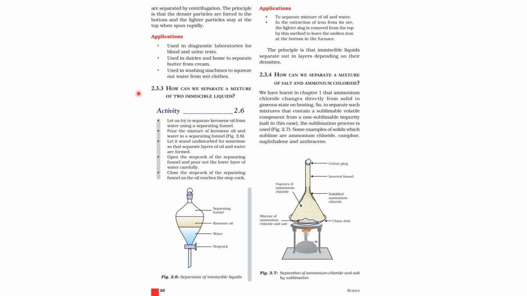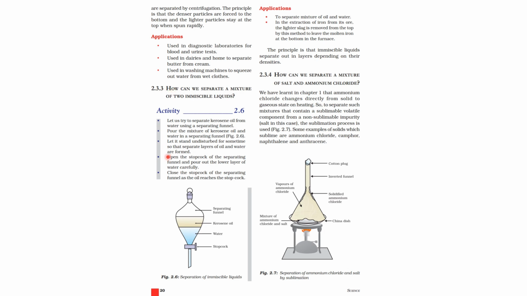And there are partially miscible liquids also. That means a liquid which can dissolve another liquid only up to some extent to form a solution. They are called partially miscible liquids, for example, ethylene glycol in chloroform. Next is immiscible liquids. What are immiscible liquids? The liquids which do not mix with each other are called immiscible liquids. For example, oil, here kerosene oil, and water.